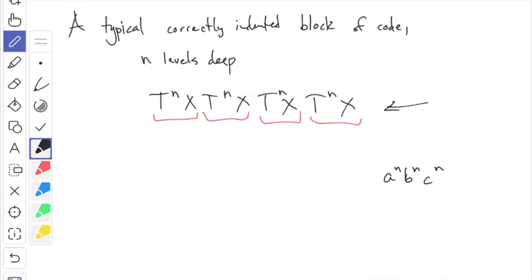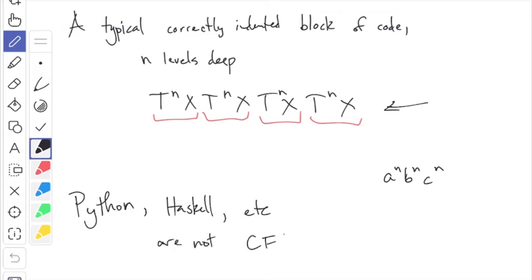All right. So the moral of the story is Python, Haskell is another language which has meaningful indentation, and so on, are not context-free languages, because the grammar needs to have some way of recognizing that the indents are balanced properly, and that's not possible to do with a context-free language. All right?